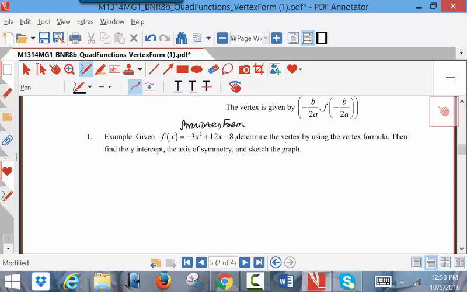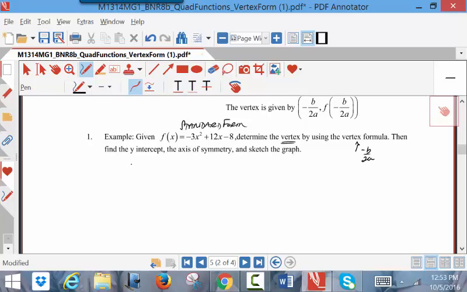Determine the vertex. So we've got to find the vertex by using this vertex formula. And when you see this word, this is this negative b over 2a step. The vertex formula is the negative b over 2a. And after you do that, find the y-intercept and the axis of symmetry and sketch the graph. Okay, so here we go.